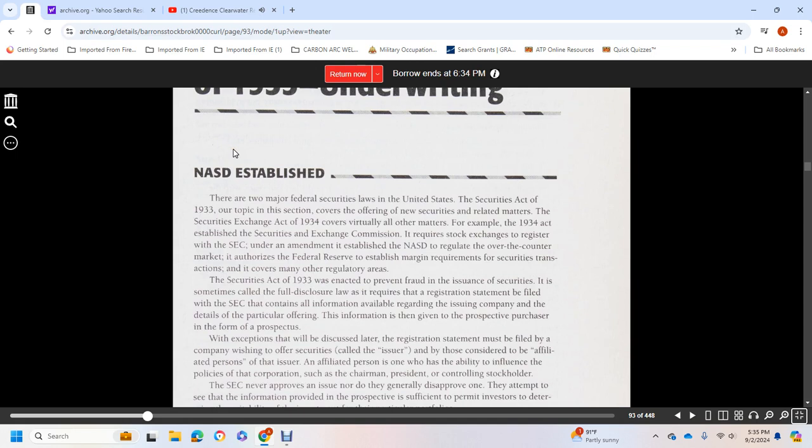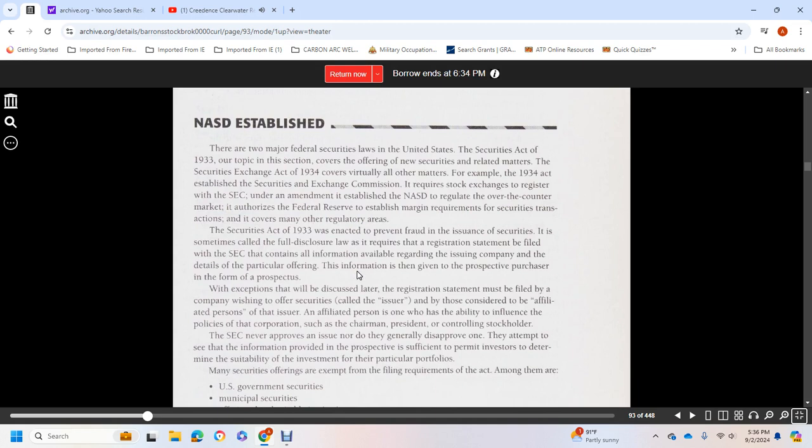There are two major federal security laws in the United States. The Securities Act of 1933, our topic, covers the offering of new securities. The Securities Exchange Act of 1934 covers virtually all other matters. For example, the 1934 Act established the Securities and Exchange Commission, and stock exchanges are registered with the SEC. It also provides for the NASD to regulate the over-the-counter market, and authorizes the Federal Reserve to establish margin requirements for security transactions. It covers many other regulatory areas.